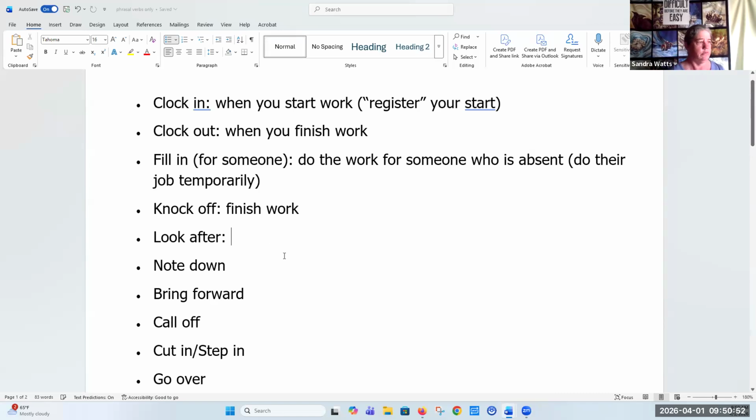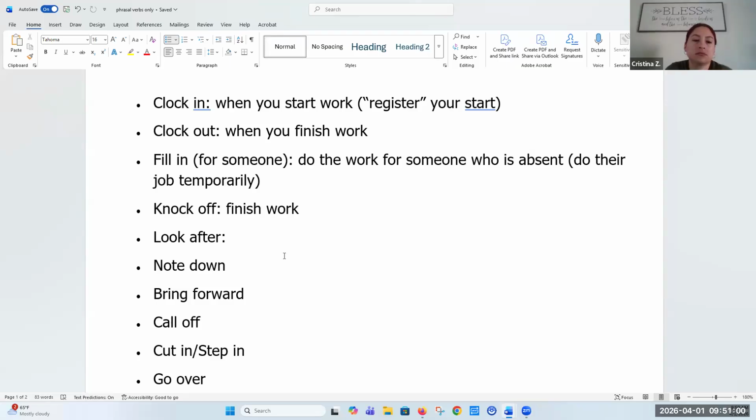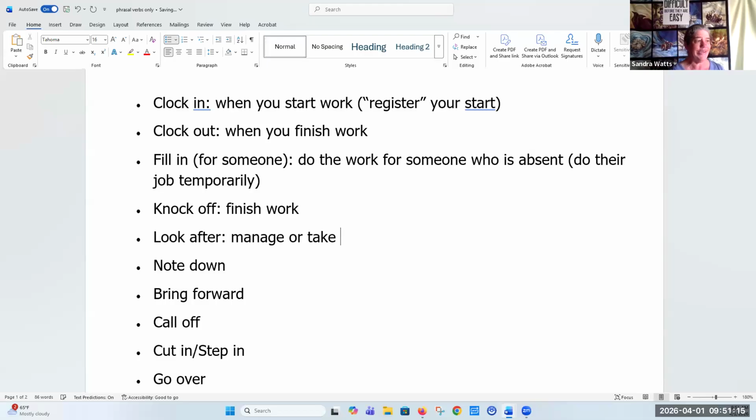Look after. This is for work and other things. Some of you are doing this right now at home. Care to someone? Yes, exactly. So this can be like manage, if it's a work thing, or take care of.